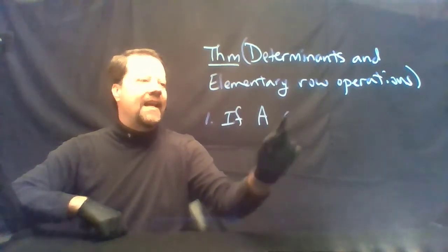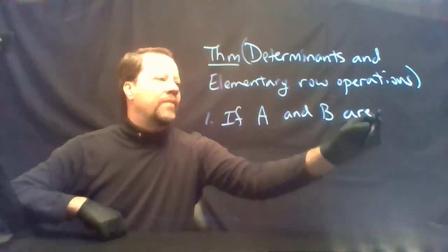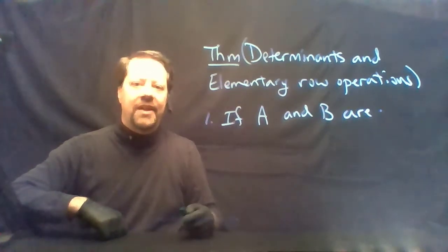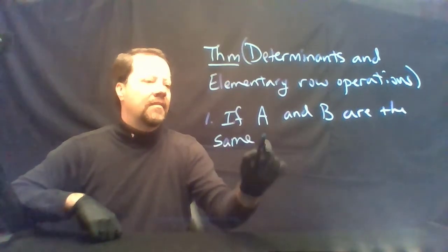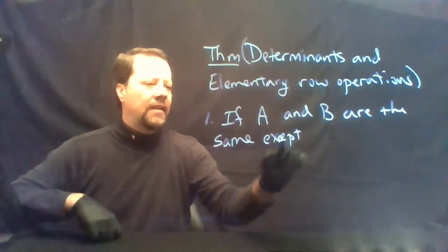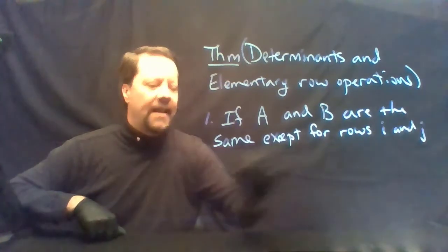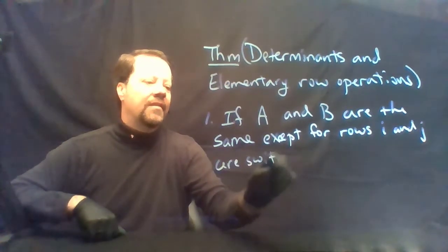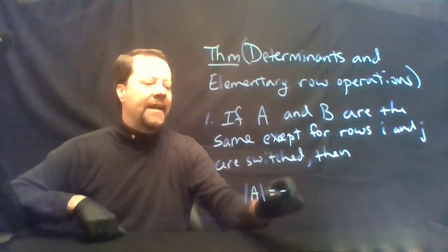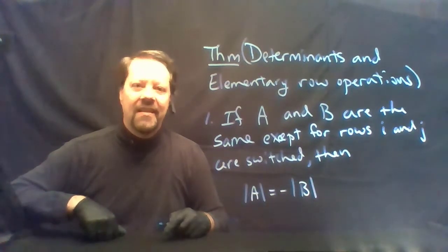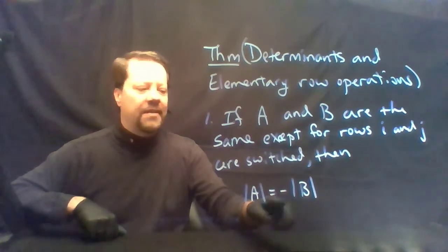If matrix A and B are related by a single row interchange or a single column interchange, except rows I and J are switched, then the determinant of A will be minus the determinant of B. The effect of switching two rows in a matrix, or two columns for that matter, is to only alter the determinant by the sign.